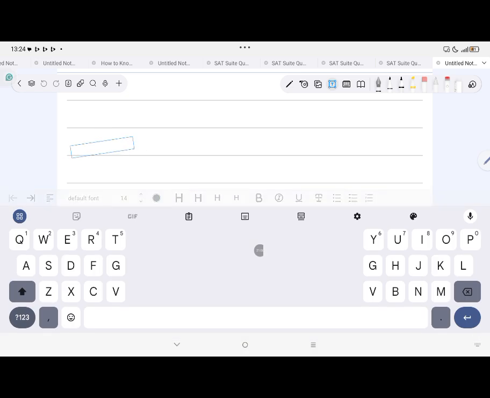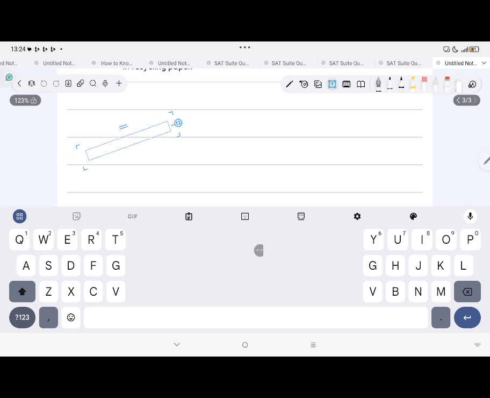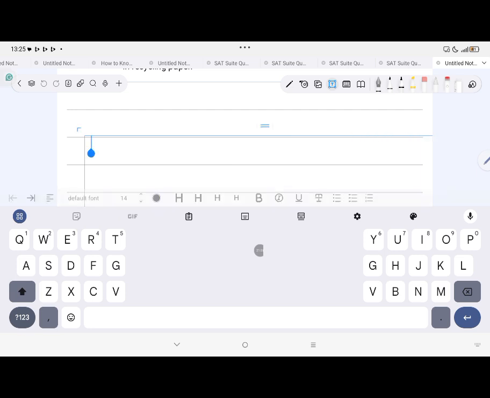Let's make this bigger so we have no difficulties when writing.